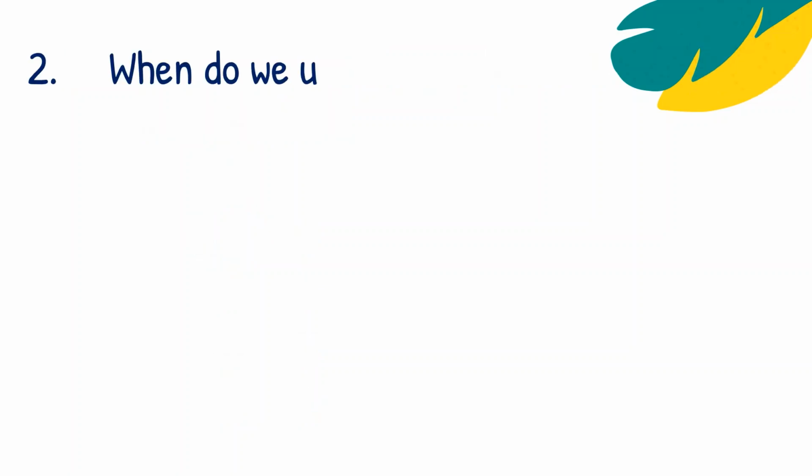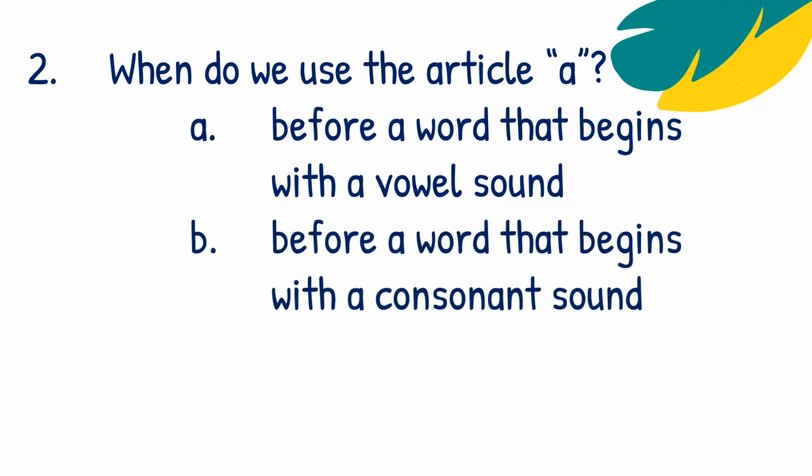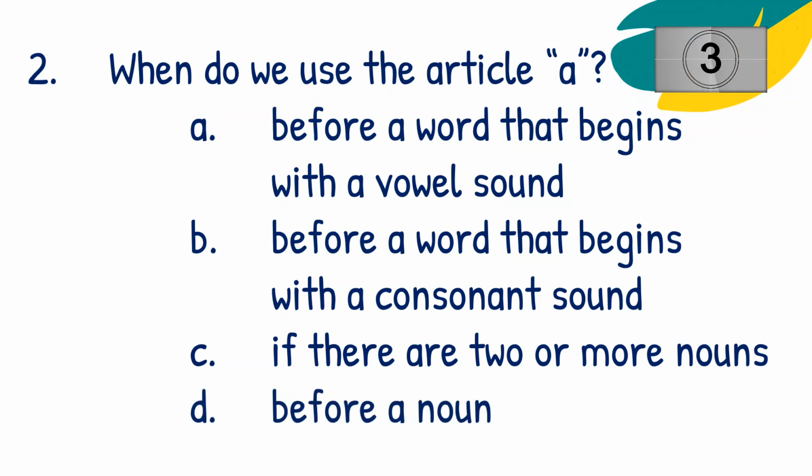Number 2. When do we use the article A? A. Before a word that begins with a vowel sound. B. Before a word that begins with a consonant sound. C. If there are 2 or more nouns. And letter D. Before a noun. And the correct answer is letter B. Before a word that begins with a consonant sound.